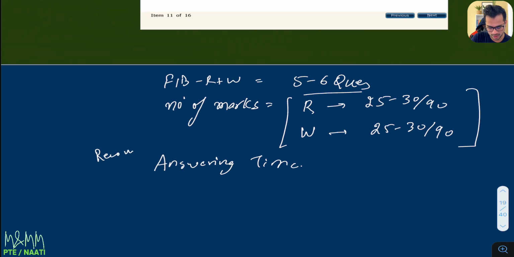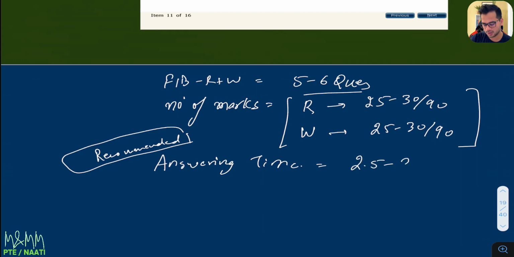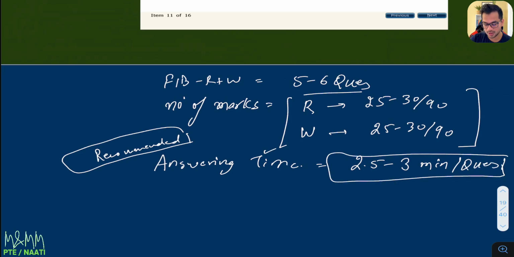In terms of answering time, how much time you should be giving to this topic. So I'll say recommended answering time. Like I said, because you have to manage the time by yourself, you can give as much time as you want on every question, but obviously you wouldn't have enough time for every question. So my recommendation here would be prefer giving about 2.5 to maximum 3 minutes per question. That means if you get 5 questions, 2.5 to 3 minutes per question. If you do that, you should be all good.